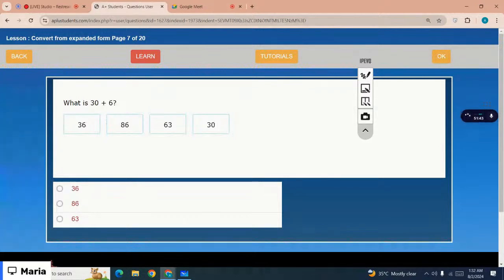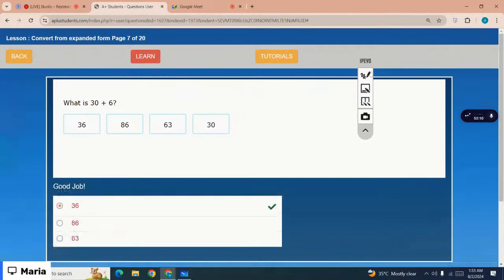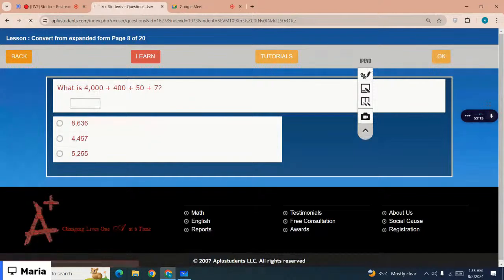What is 30 plus 6? Which is the correct option? The correct option is 36. Option 1 is the correct option. Okay, you can complete the lesson by yourself later today. Let me just move on to the next lesson.